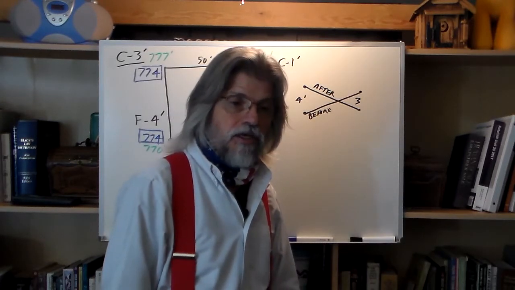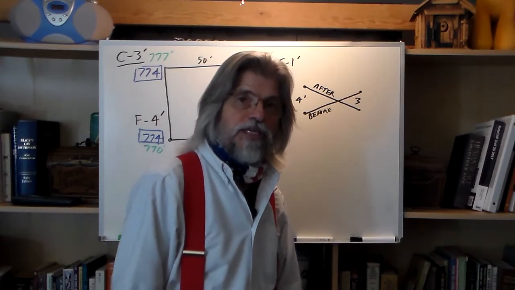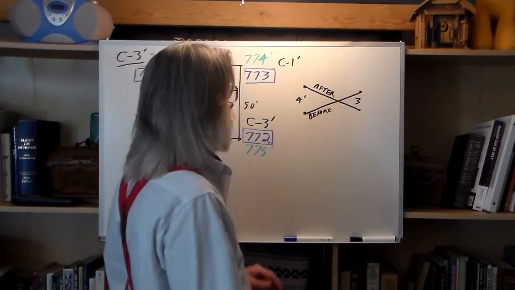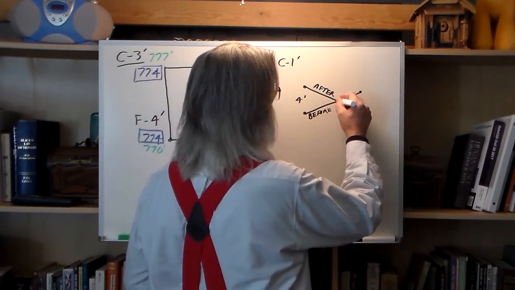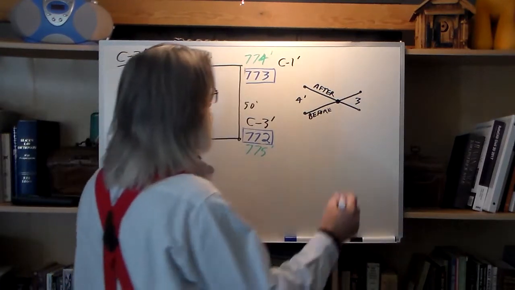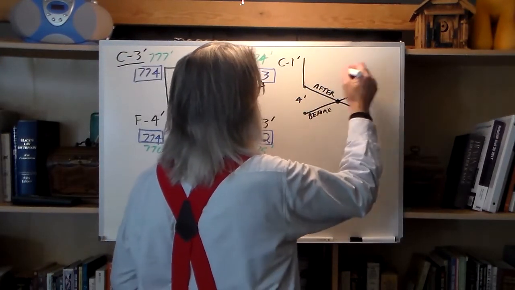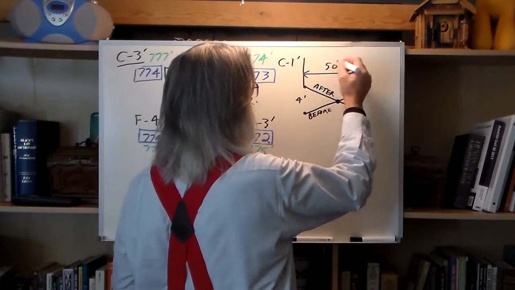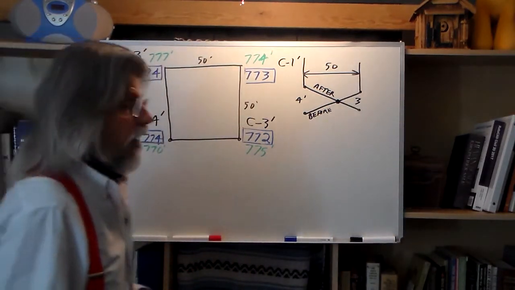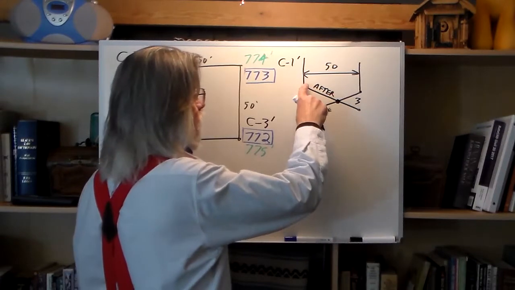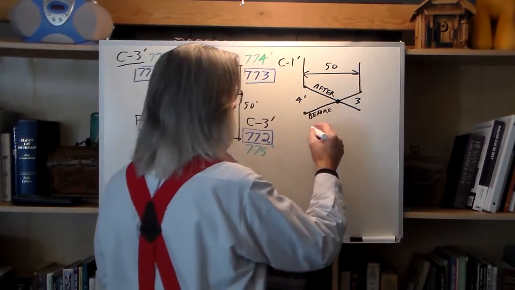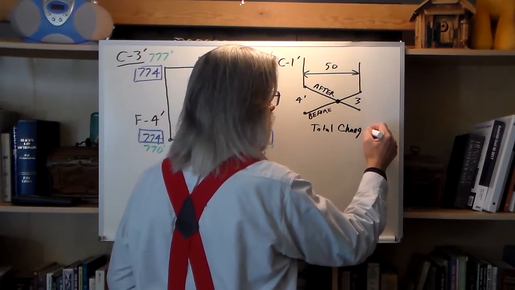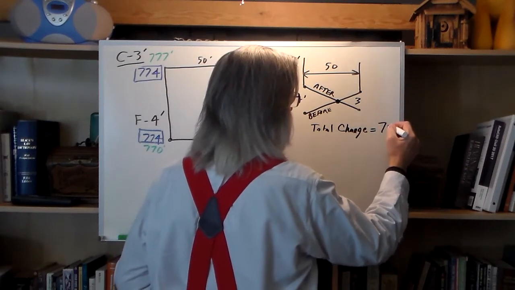If it were not a straight line, we also assume that there would be more information. But in this case, we're assuming a straight line. The question is, where is this point right here on the line? Well, we know from one end to the other is 50 feet. That's our total. And we know our total change from 4 to 3 is 7, right? Total change equals 7 feet.